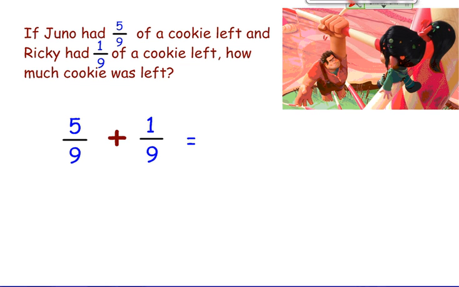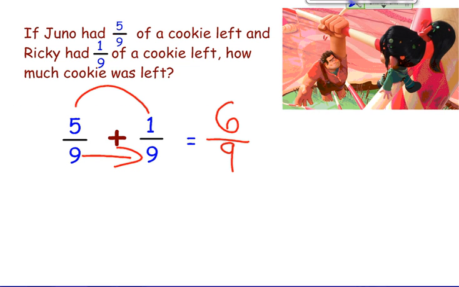It says if Juna had 5/9 of a cookie left and Ricky had 1/9 of a cookie left, how much cookie was left? Oh, I don't know if I can do this, Penelope. Don't worry, Ralph. I'll help the kids. All right, kids. We see 2 fractions here. We see 5/9 of a cookie plus 1/9 of a cookie. And so if we add those together, right, denominator stays the same. So we're going to put the 9 right across. And then we're going to take our numerator plus our numerator, and that's going to give us a 6/9.